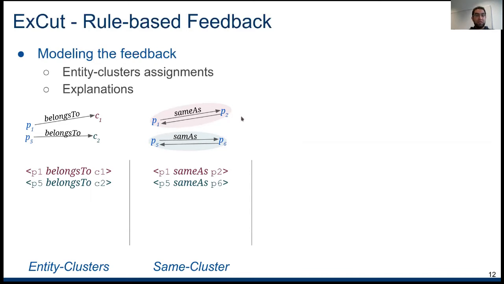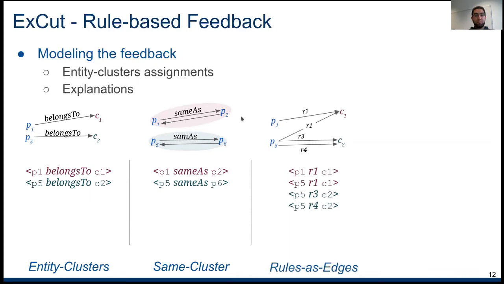Third, rules as edges, similar to the first one, but instead of using a single relation belongsTo, we use the rules and/or explanations that predicted the assignment as the name or the label of the predicate. By this, we add more clues to the training data, such as redundancy. As we can see, R3 and R4 are redundant here, saying that B5 belongs to C2, or conflict, such as R3 suggesting that B5 belongs to C2, and R1 suggesting that it belongs to C1, and we leave the decision for the embedding model.